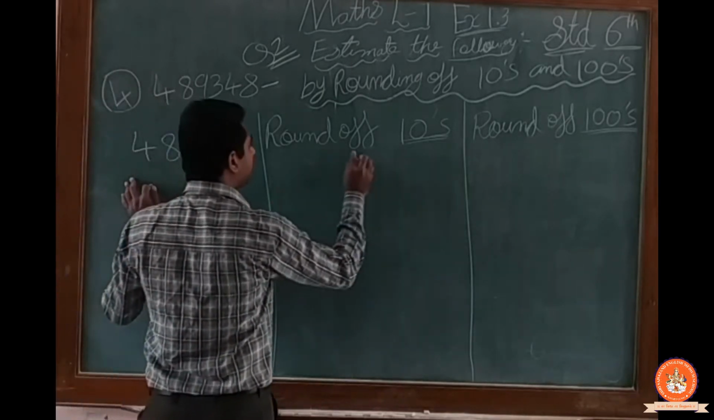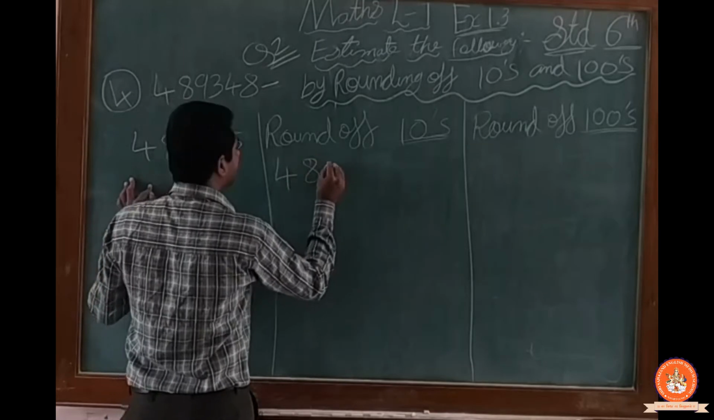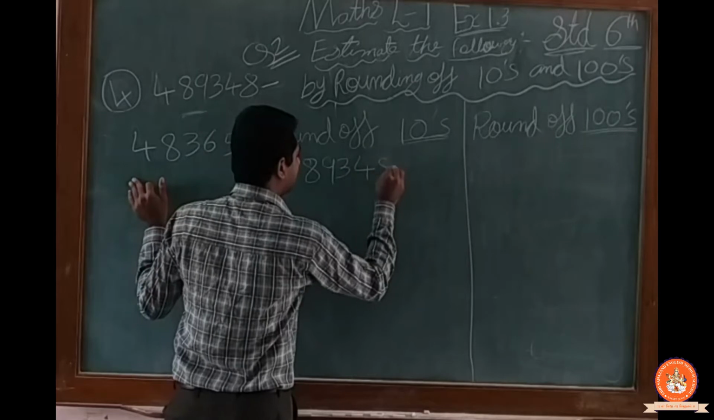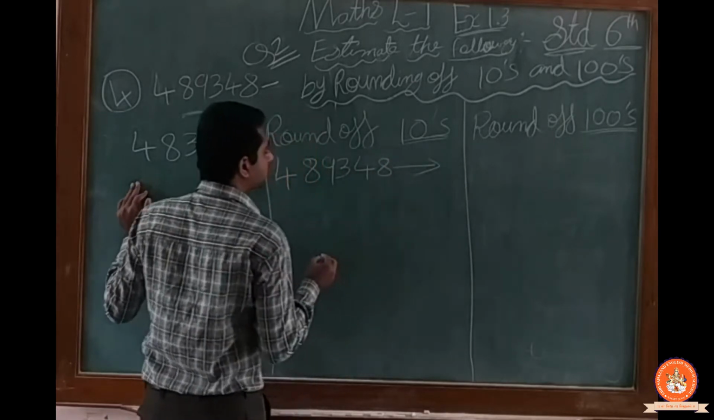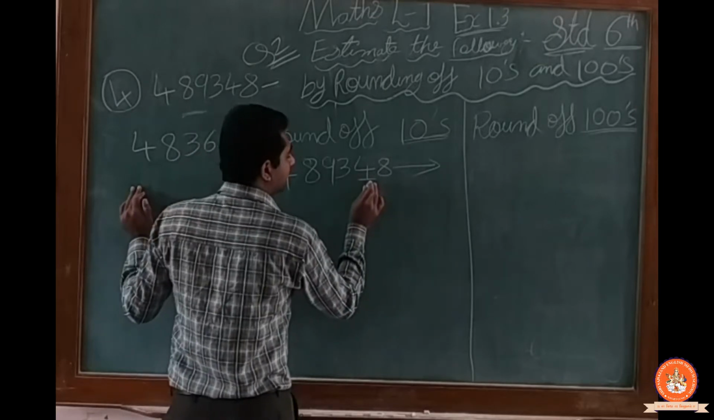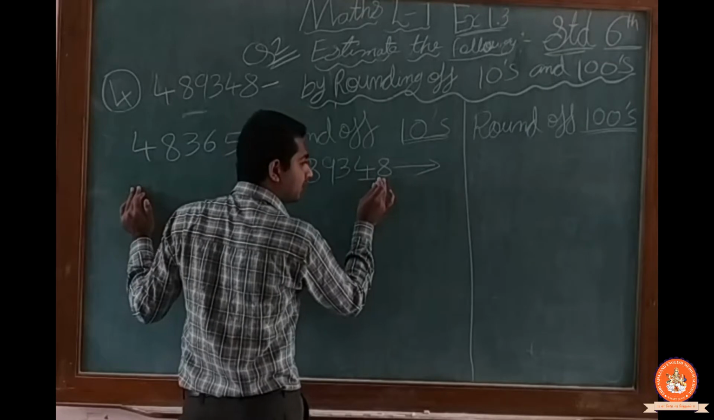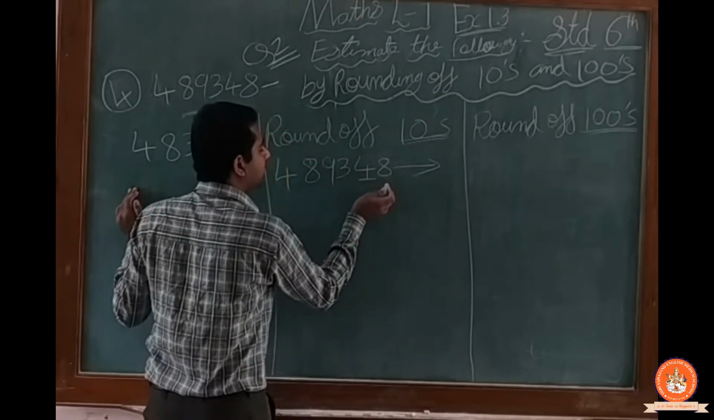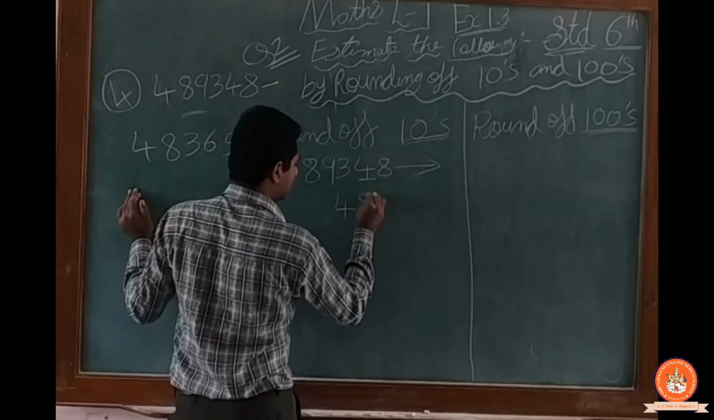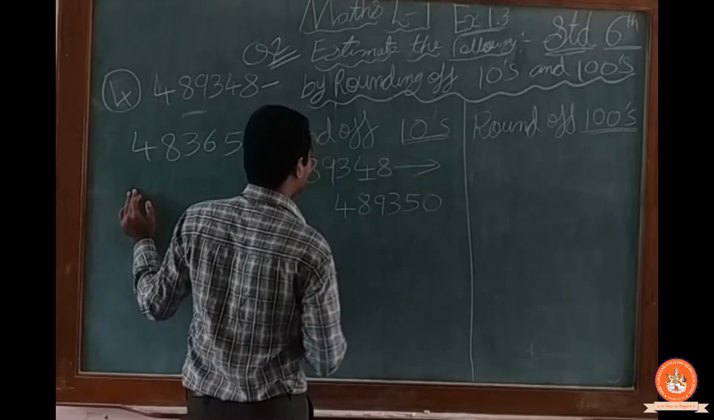Okay, now rounding off at tens place value. So 4, 8, 9, 3, 48. You have to round off at tens place value. The 4 is at our tens place value, so we will see 8, which is behind the 4. 8 is greater than 5, so we add plus 1 in 4. So it becomes 4, 8, 9, 3, 5 and 8 becomes 0.